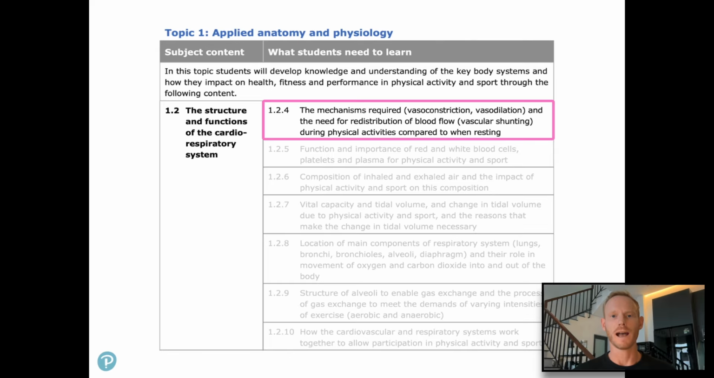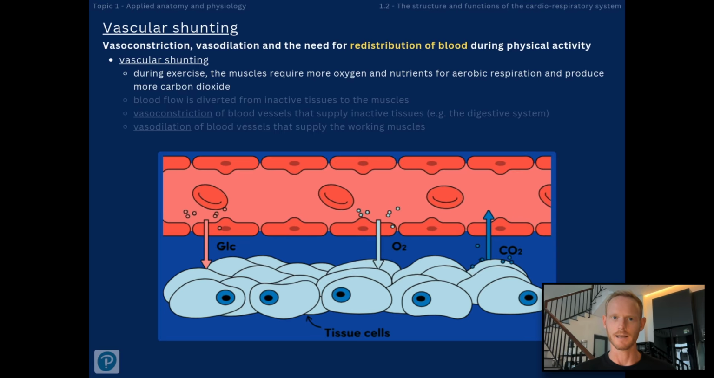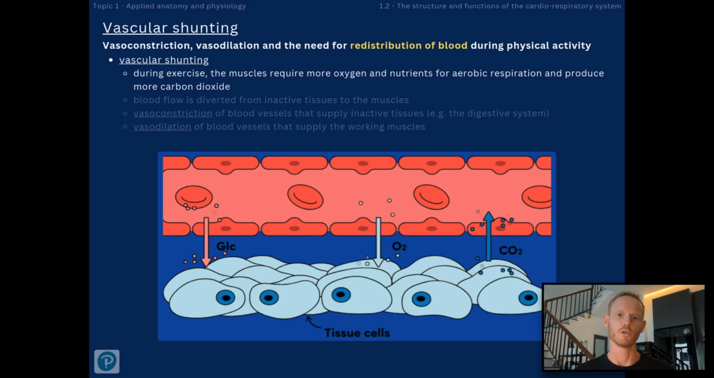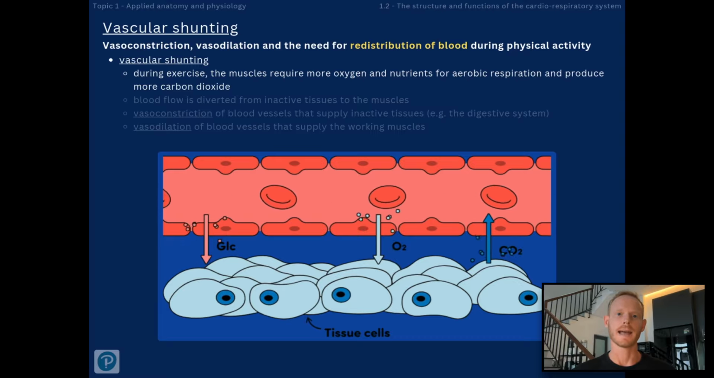You need to know how and why blood flow is redistributed during exercise. So during exercise, the demand for blood flow to the working muscles increases as they require more oxygen and nutrients for respiration and produce more waste, like carbon dioxide and lactic acid.